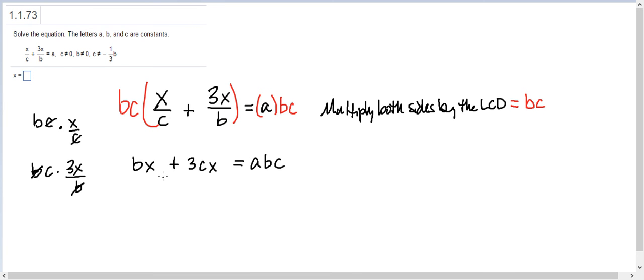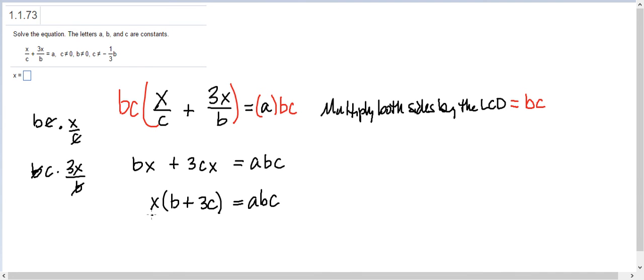At this point, what I need to do is factor. We realize we have an X here and an X here, so that X is common to both pieces. So if I factor out an X, I'm left with B, and then here, I'm left with 3C. And then the final step is we almost have X by itself. I have one single X over here, and X is multiplied by this B plus 3C.